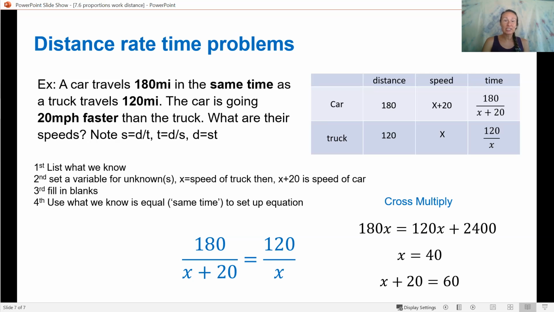Okay, so those are distance, rate, time problems. Always set up that table, list the stuff you know, use a variable for the unknown to relate the two quantities, and then figure out what you know is equal to set up your equation.